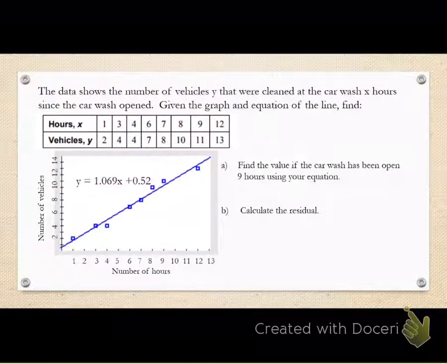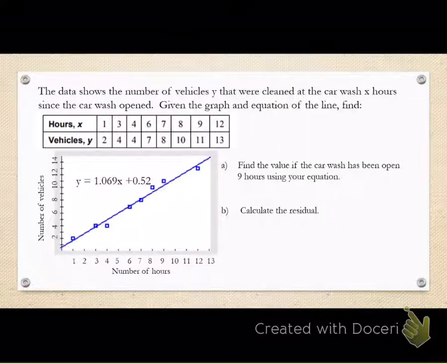The data below shows the number of vehicles Y that were cleaned at the car wash X hours since the car wash was opened. Given the graph and the equation of the line, find this. So this is the equation of the line: Y equals 1.069x plus 0.52. This point is 1, 2. This is 3, 4, 4, 4. Do you see these square points are the points that are up here in the table? Everybody see that? Yes.